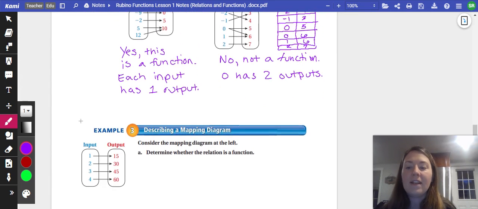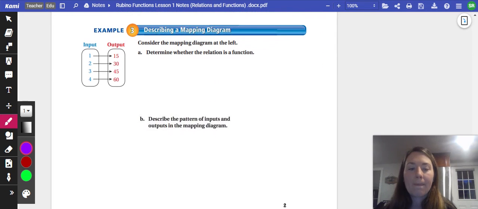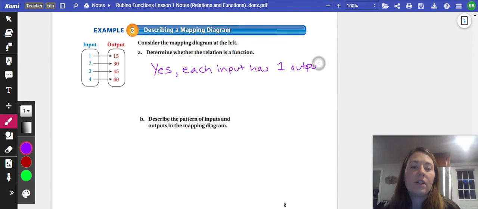Finally, let's take a look at example 3. Part A says determine whether the relation is a function. The input of 1 has an output of 15. The input of 2 has one output of 30. The input of 3 has one output of 45. And the input of 4 has one output of 60. Each of these has one output, so I'm going to say yes, each input has one output. So we know this is a function.